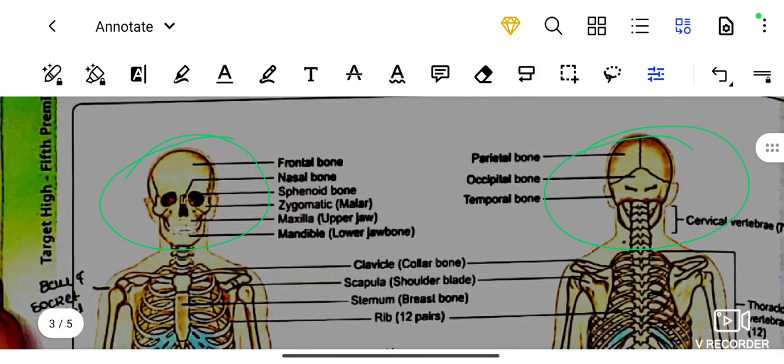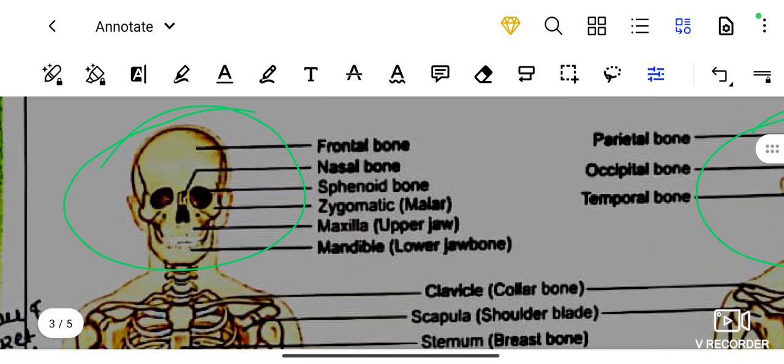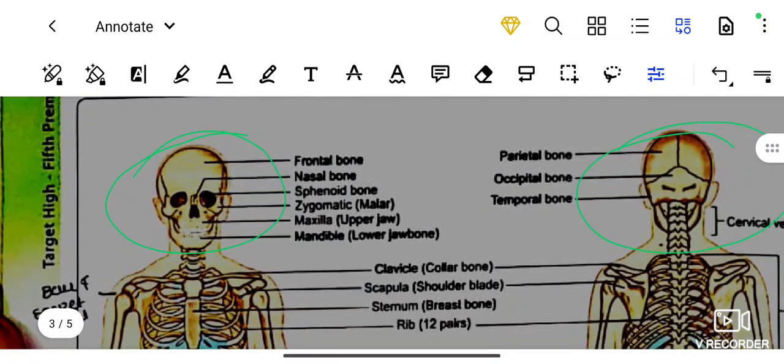Here in the skull the frontal bone is there, and the nasal bone is there, and you can see the sphenoid bone, zygomatic, maxilla and mandible. In the front view of the skull we can see this many bones: frontal bone, nasal bone, sphenoid bone, zygomatic and maxilla, which is the upper jaw, and the mandible, which is the lower jaw.